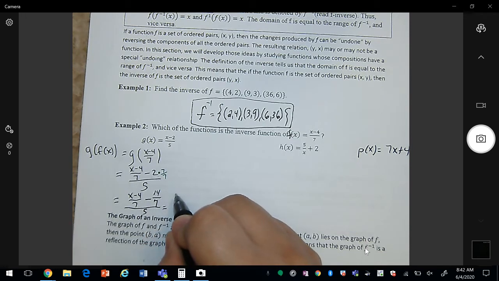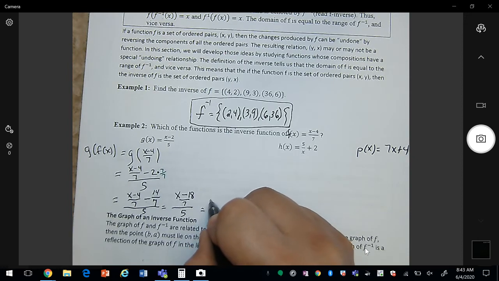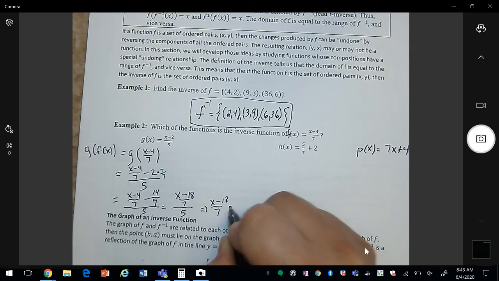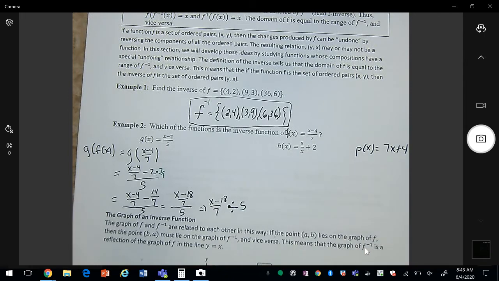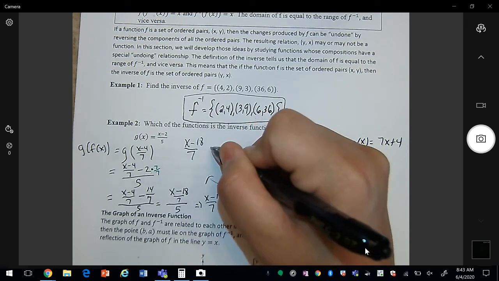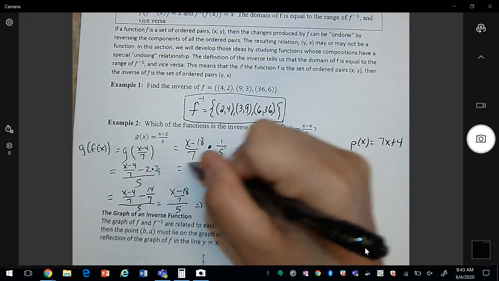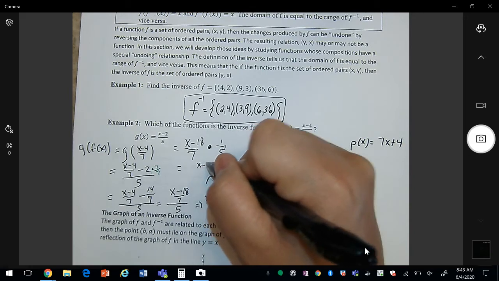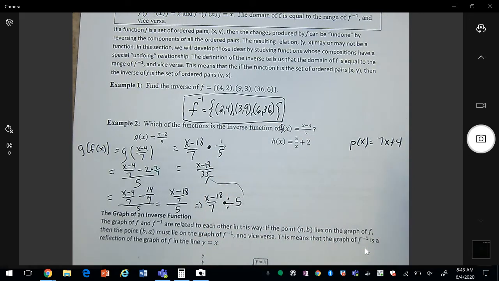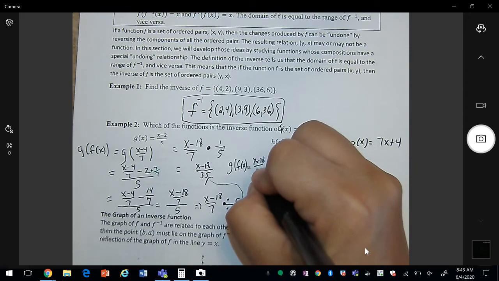So in the top numerator, I can now get (x minus 18) divided by 7. Minus 4 minus 14 is negative 18. And then this I can rewrite as division, (x minus 18) divided by 7, divided by 5. I'm going to come back up here. So (x minus 18) divided by 7, I can change that to multiplication if I take the reciprocal of 5. So we get (x minus 18) over 35. So the answer for g of f of x is equal to (x minus 18) divided by 35.